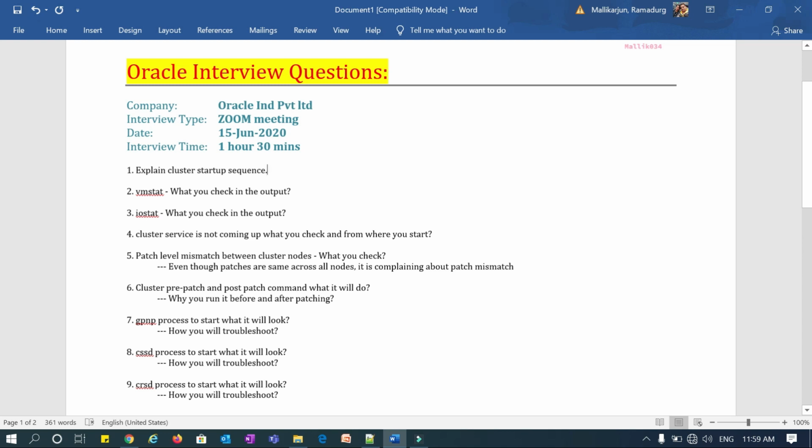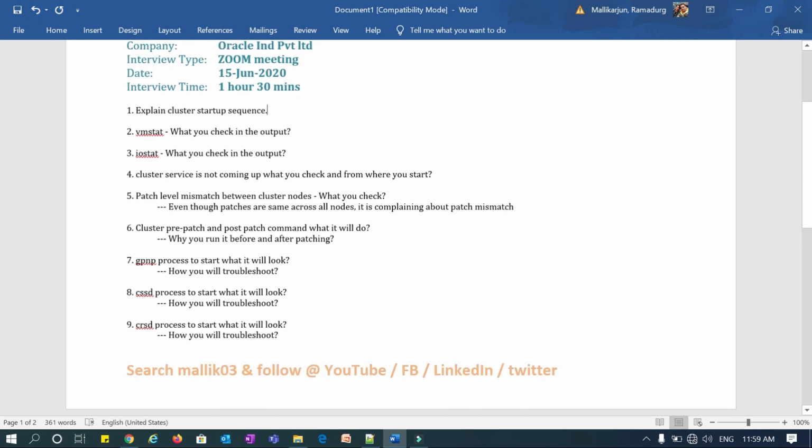We know the GPNP process will start and then other subsequent processes will follow, but what is the dependency for GPNP? GPNP process depends upon which file or which process? Similarly, CSSD process to start, what will it look for and how will you troubleshoot? The next question is CRSD process to start, what will it look for? We know this process and the sequence, but what is the hard dependency and what is the soft dependency? Those are the tricky questions.